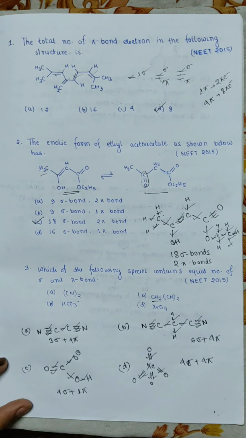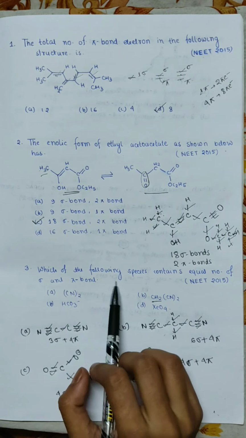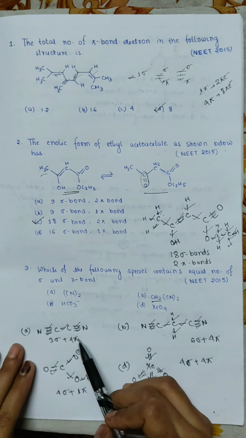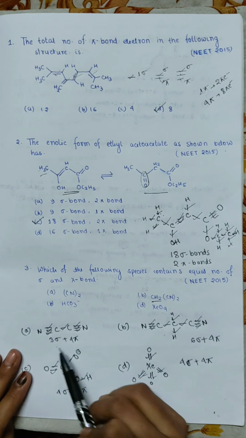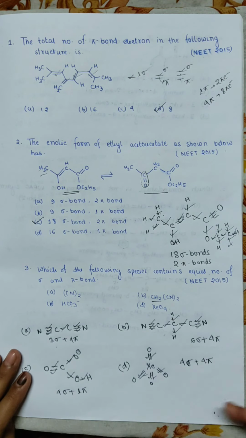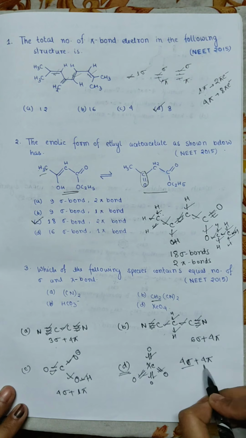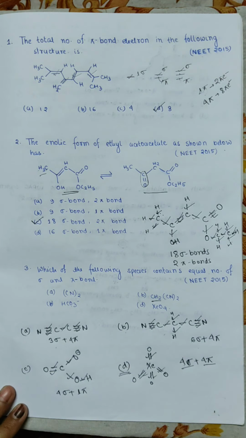4 pi bonds. So the question has asked which of the following species contains equal number of pi and sigma bonds. So in case of option A, it has 3 sigma bonds and 4 pi bonds, which are not equal. In case of option B, it has 6 sigma bonds and 4 pi bonds. Again, this is not equal. In case of option C, it has 4 sigma and 1 pi bond. This is also not equal. But only in case of option D, it has 4 sigma and 4 pi bonds, which are equal. So in this question, option D is the right option.